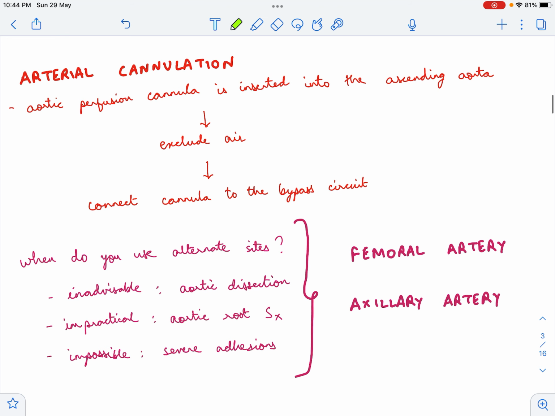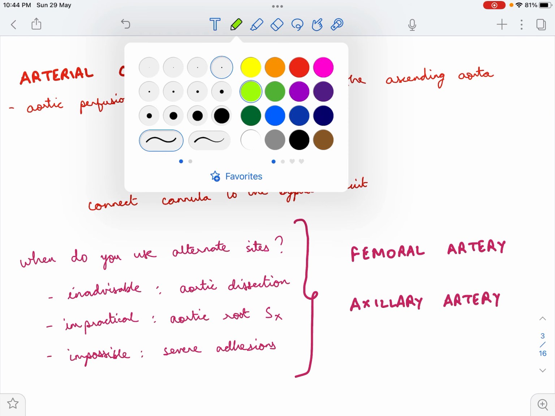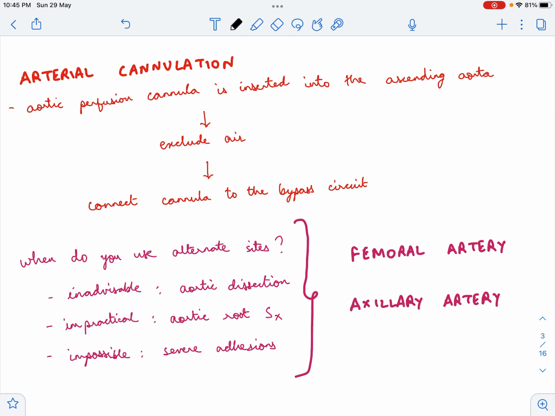So now, what do you cannulate first? I'll use a different color. What do you cannulate first? You will first cannulate the arteries. After you expose the great vessels, you will insert an aortic perfusion cannula. This aortic perfusion cannula is inserted into the ascending aorta. So ascending aorta, bear in mind, is the first vessel which is getting cannulated.